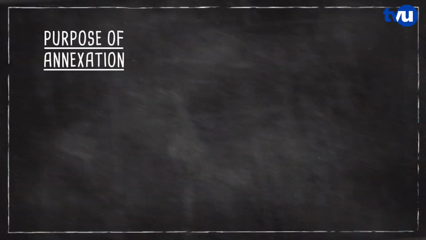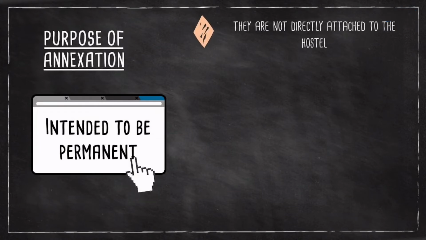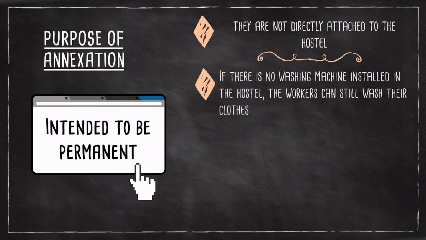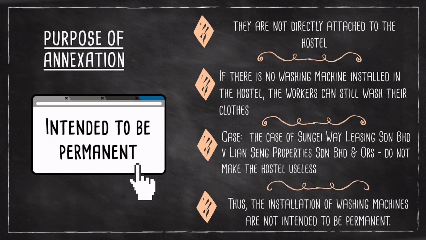Secondly, intended to be permanent. The washing machines are not intended to be permanent since they are not directly attached to the hostel. Furthermore, the purpose of the washing machine is only for the better enjoyment of the workers. If there's no washing machine installed in the hostel, the workers can still wash their clothes. As referred to the case of Sungai Wei, it can be said that the installation of the washing machine is not important to the hostel, since the absence of the washing machine doesn't make the hostel cease to exist. Thus, the washing machines are not intended to be permanent.